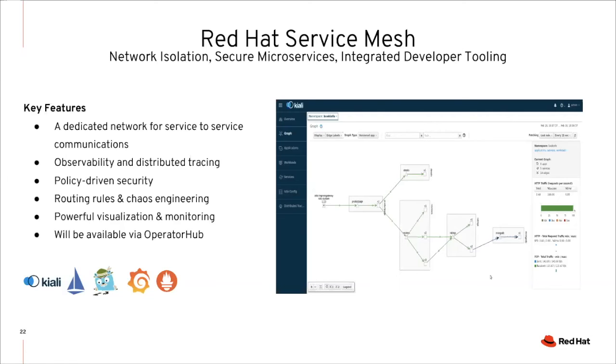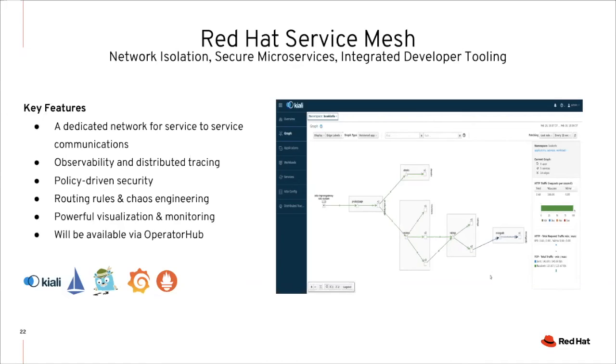And not only do we provide the service mesh capabilities, which are based on a technology called Istio, but we also provide visualization and tracing capabilities by using technologies like Kiali and Jaeger to help make sure that developers have great visualization of what's going on, great tools to make sure they can trace and track what's happening with their applications.